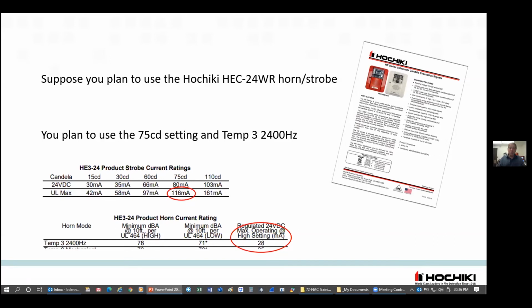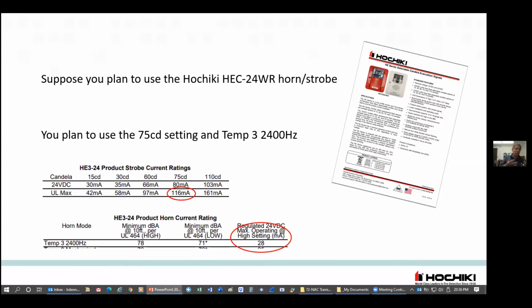I would recommend that you always use the UL max when you are doing your voltage drop calculations and your battery calculations as well. And the reason why is this. When the panel goes into alarm, it's possible that the electricity may have been turned off and we might be running only on batteries. And those batteries could be less than 24 volts. It's also possible that this appliance could be at the end of a long piece of wire, and so some of the voltage may have dropped as well, okay?